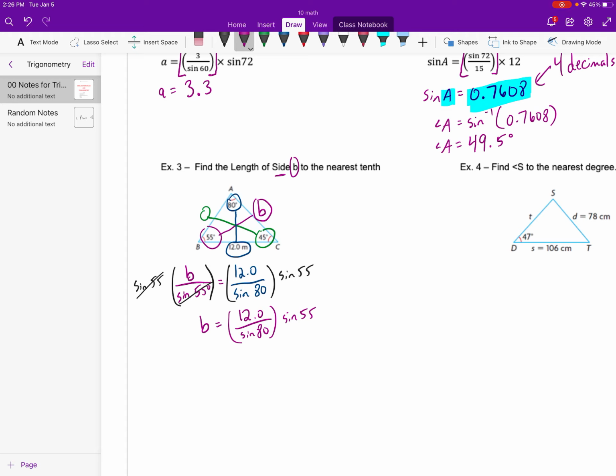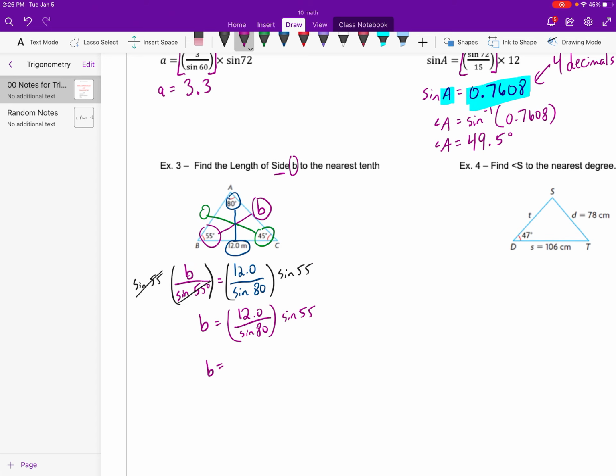Type that into your calculator. So as before, take it easy, do it well. I like to do 12 divided by sine 80, get my answer, and then multiply that by sine 55. And I get B equals 9.98, let's go with 2 decimals here, lots of accuracy there. And because this one was in meters, we know the answer is in meters as well.